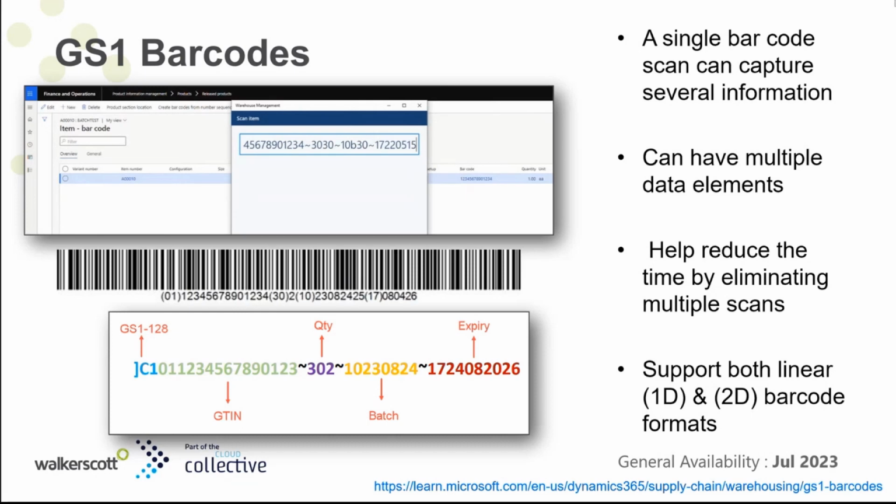Now, GS1 barcode supports 1D and 2D formats like GS1-128, GS1 DataMatrix, and GS1 QR code. These codes store data and utilize predefined application identifiers to clarify their meaning. Again, the general availability is in July 2023. At the bottom of the page, you can see the link to Microsoft Learn. You can get more information about that.